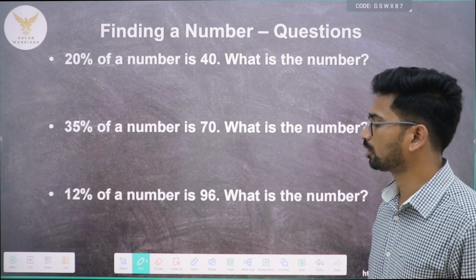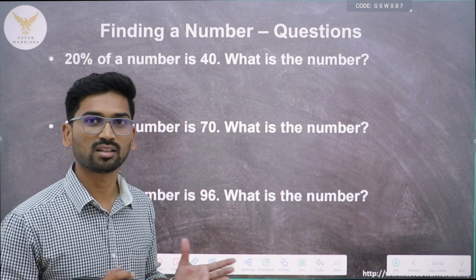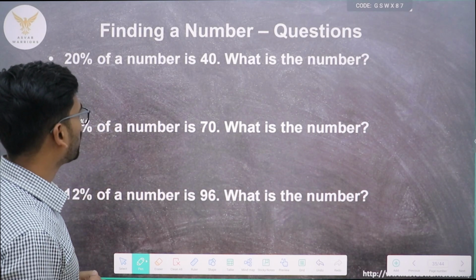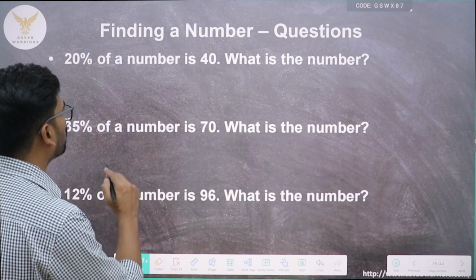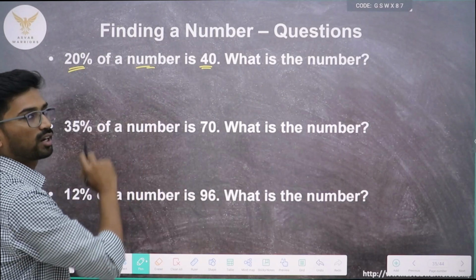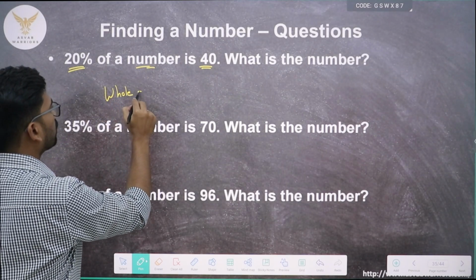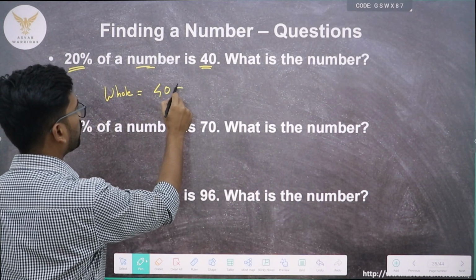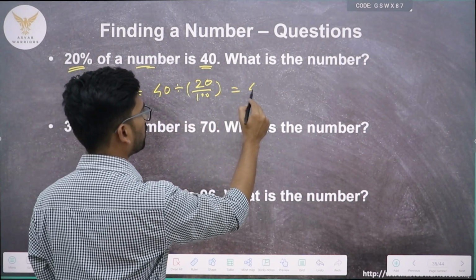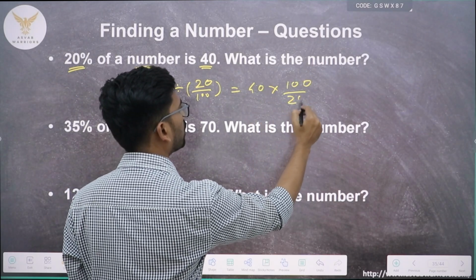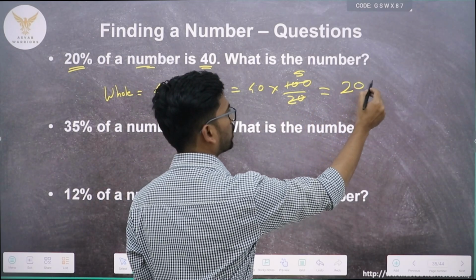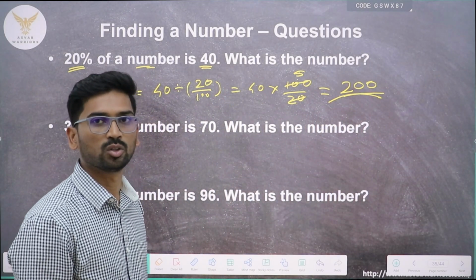We'll see another example of how to find the whole when the part and the percentage are given. The first example: 20% of a number is 40. Then what is the number? 40 is the part, this is the percentage, and we need to find the whole. So whole equals part divided by percentage divided by 100. We convert this to multiplication and take the reciprocal. 100 divided by 20 is 5, and 5 times 40 is 200. So the number will be 200.